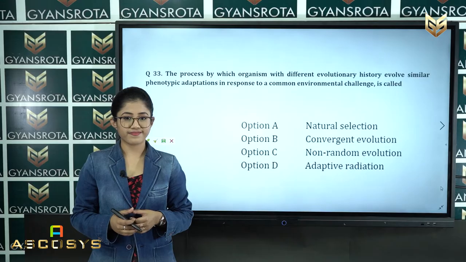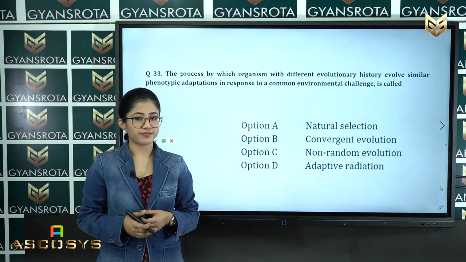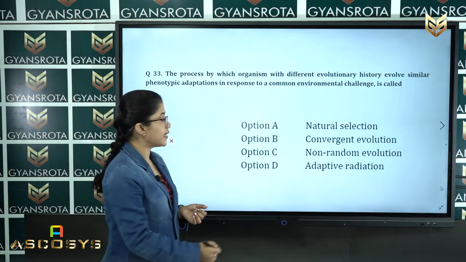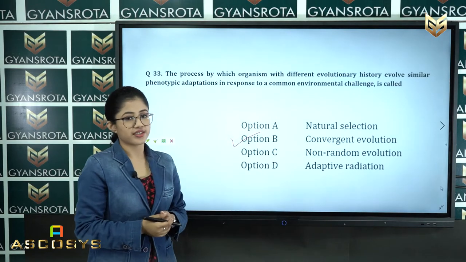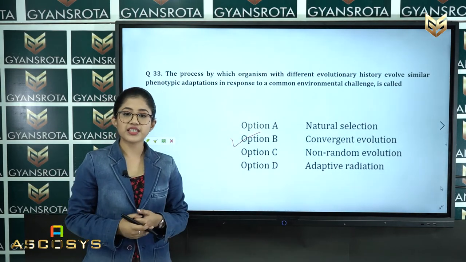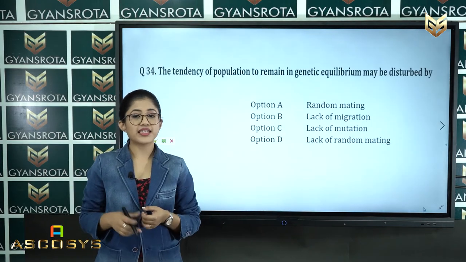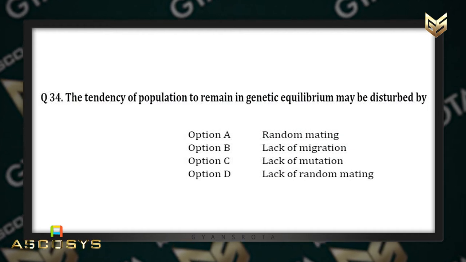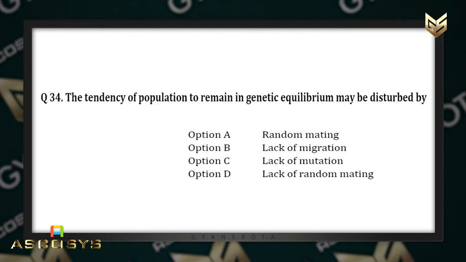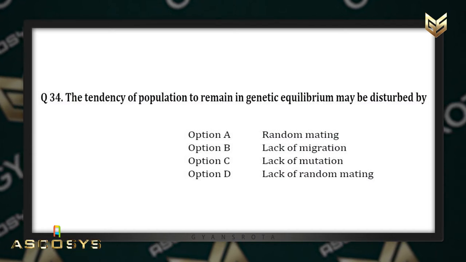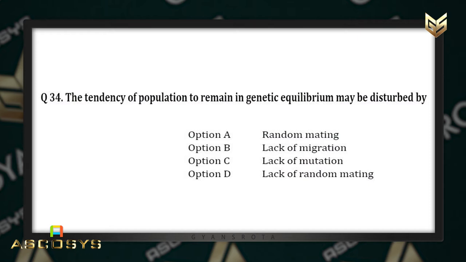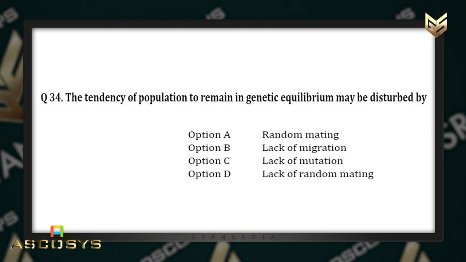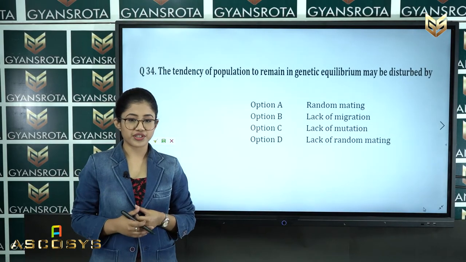This is from the chapter Evolution. So what is the correct answer? The correct answer is option number B, that is convergent evolution. Now let's move on to the next question, that is question number 34. In this question you can see, the tendency of population to remain in genetic equilibrium may be disturbed by option number A, random mating, option number B, lack of migration, option number C, lack of mutation, option number D, lack of random mating. This is from the chapter Evolution.